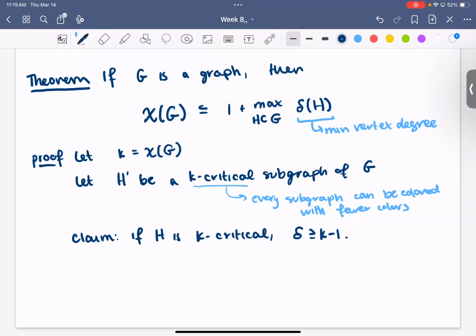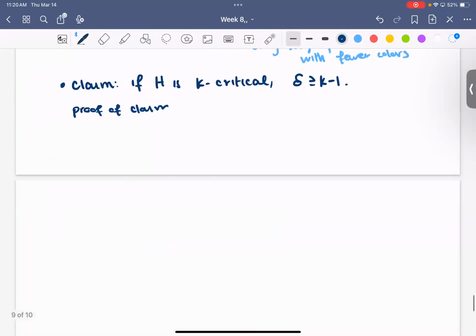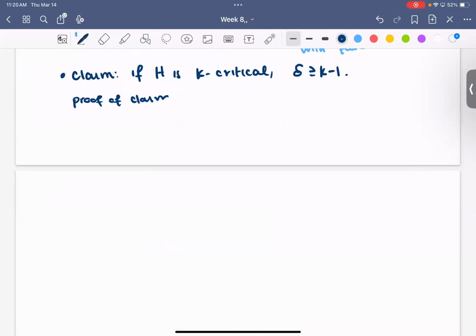So why this seems random, but let's think back. What this is saying is that every vertex has at least K minus 1 neighbors. If you think about coloring with the greedy algorithm, that goes back to the statement that if all of your neighbors have different colors, then you're going to be forced to use the Kth color. So okay, let's prove this claim. It was just some intuition to see why this statement isn't completely random.